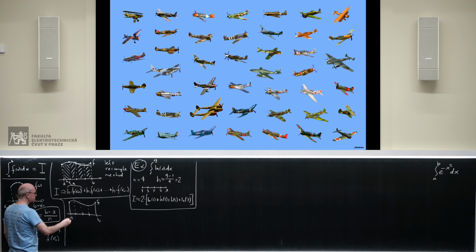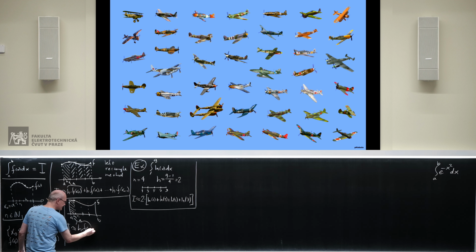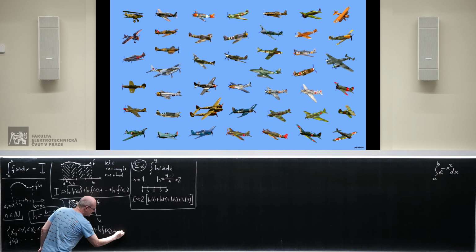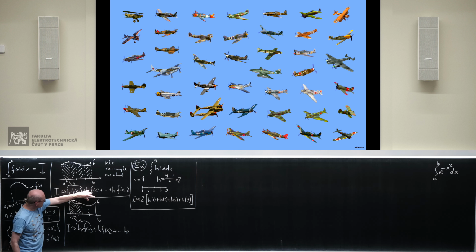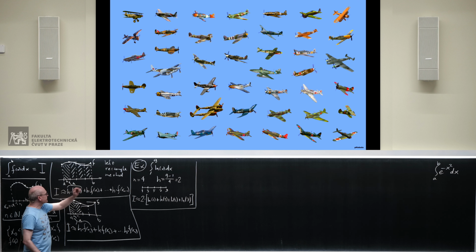In the first panel, I will use the value on the right, and I am getting a rectangle like that, and the area of this rectangle is the base times the value on the right, which is f(x1). So this is the area of the first rectangle, plus the area of the second rectangle. Here I'm taking the height on the right, and the area is h times f at x2. And I keep going, and the last rectangle has base h, and height f at b, which is f at xn. Here we go. So that will be the right rectangles.